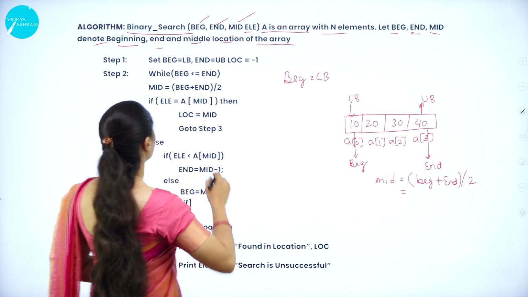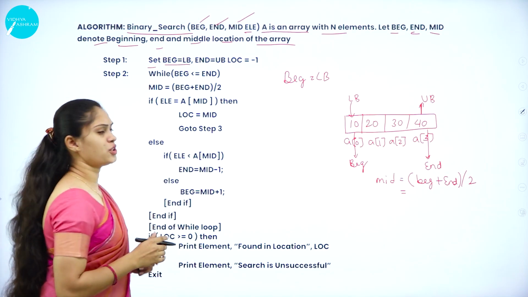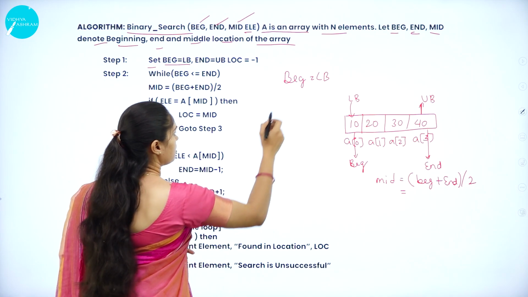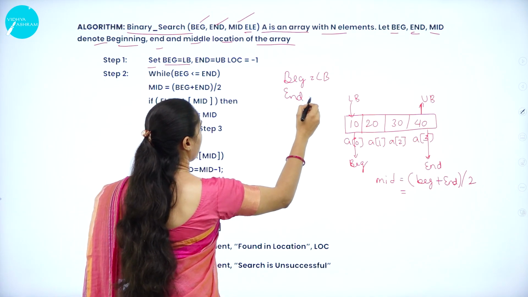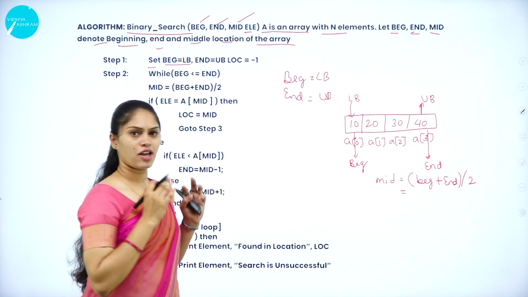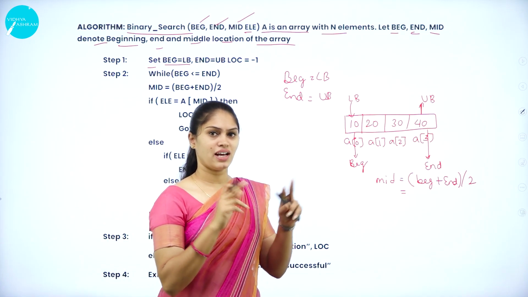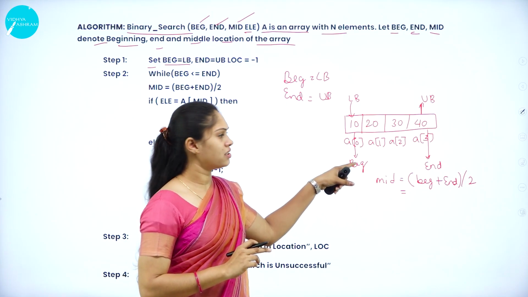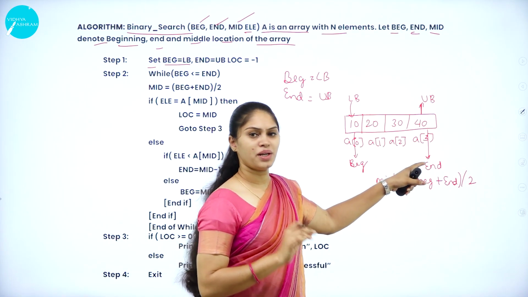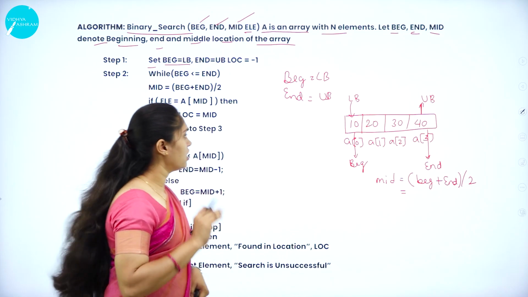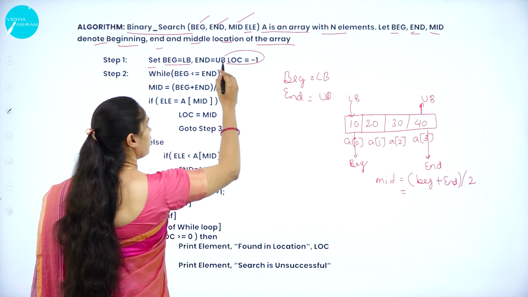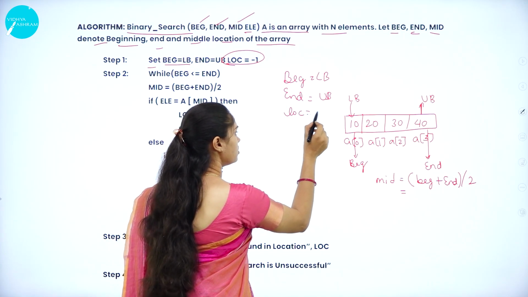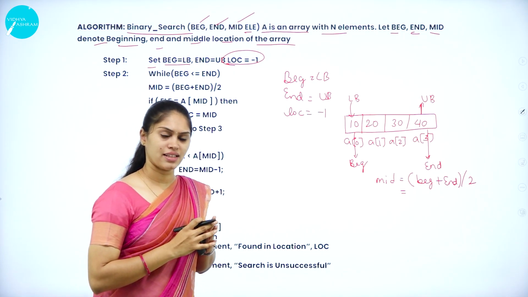Let me tell you. So, set beginning is equal to LB. So, I said that beginning is nothing but LB and end is nothing but UB. So, now I got to know how many elements I have in the array. So I have 4 elements. The first element will be beginning, that is lower bound, and the last element will be end, that is upper bound. And I am going to make location is equal to -1. That means I am searching for a value that is not present in the array.